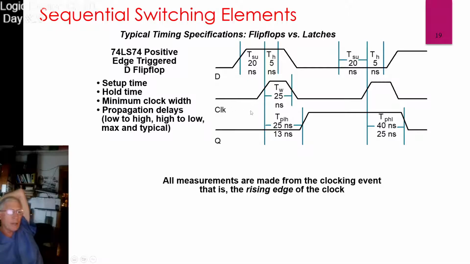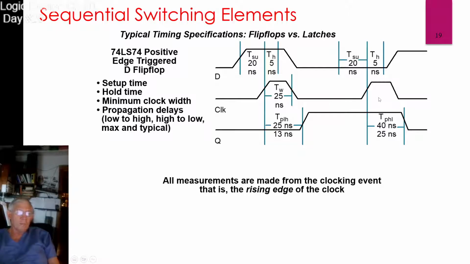So the clock has some constraints too. The minimum width that the clock can be is 25 nanoseconds. If the clock has a narrower width, then you can't guarantee that the flip-flop's going to latch in the D values and change Q. So that is an important consideration.